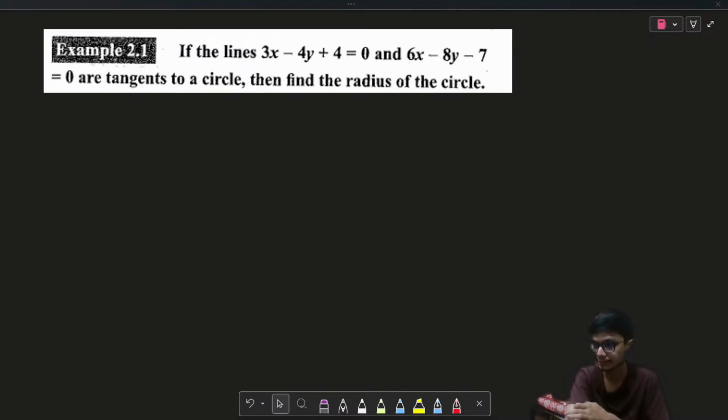Is this part clear? Is this part clear to all of you? Just try to solve this problem. Okay, is this part clear?